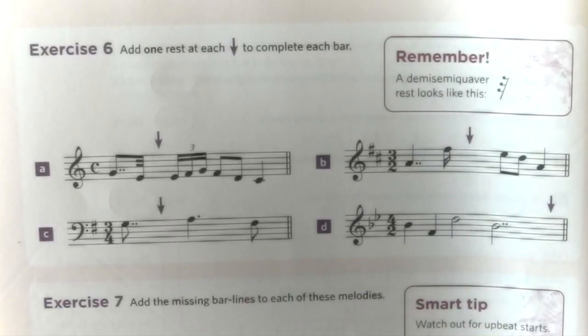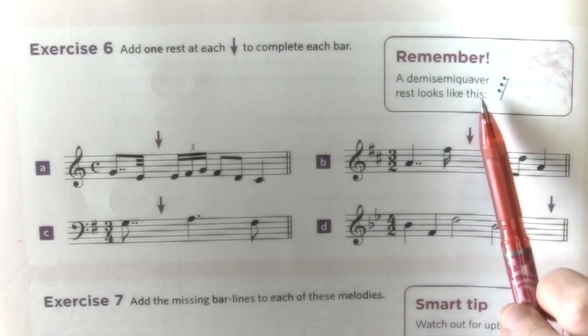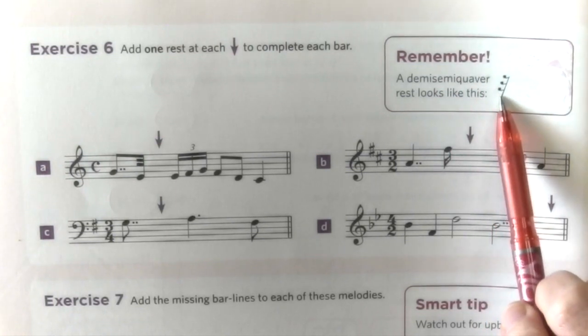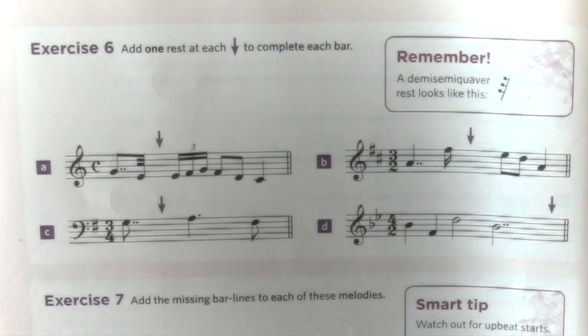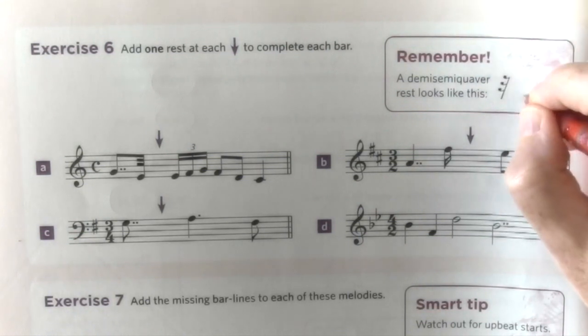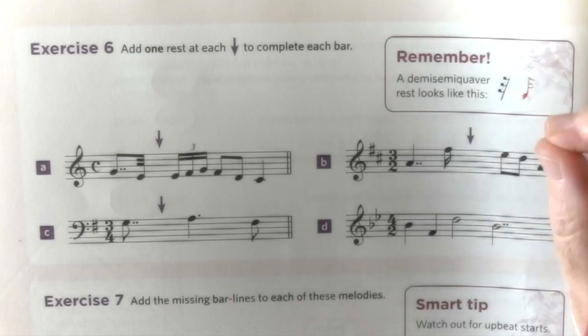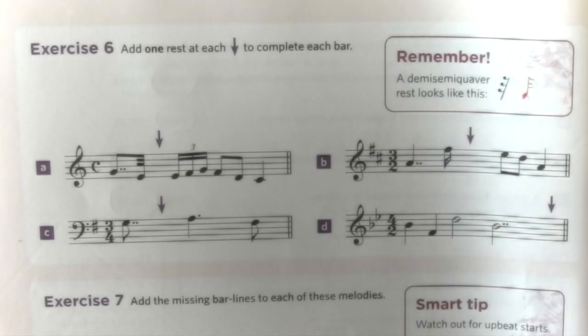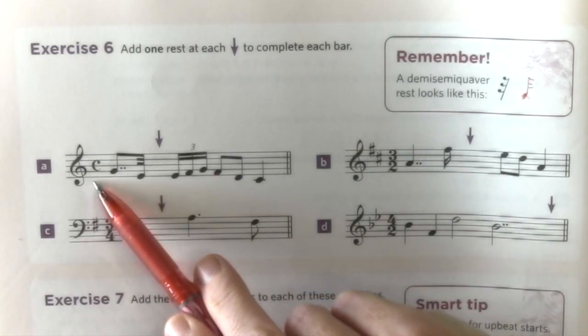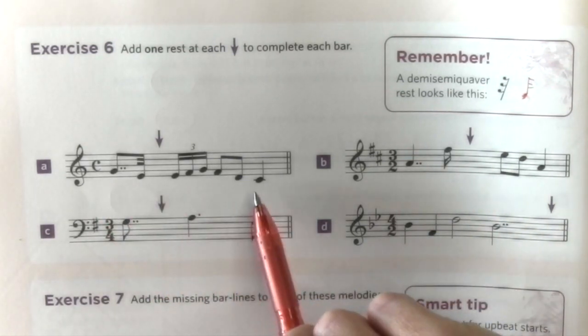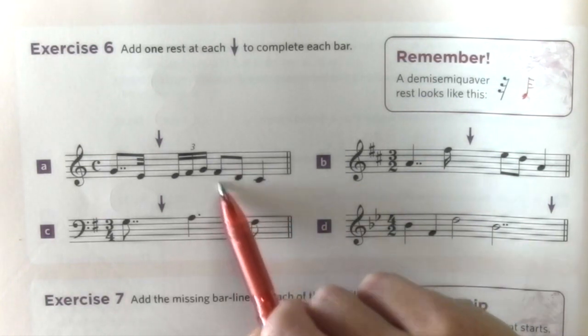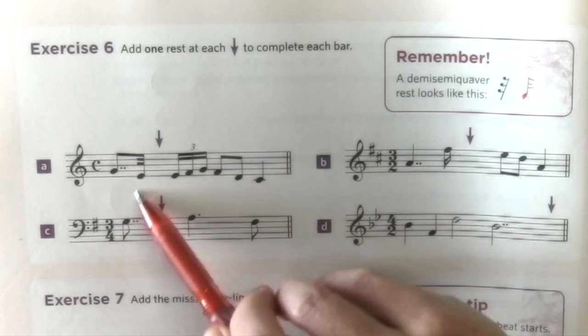In exercise 6, we need to add a rest to complete the bar. And they remind us that a demi-semiquaver rest has 3 flags, but obviously the note symbol has also 3 flags, so they are the same. Okay, let's see what is missing here. We are in 4/4, so we need 4 crotchets. One is here, one is here, one is here.